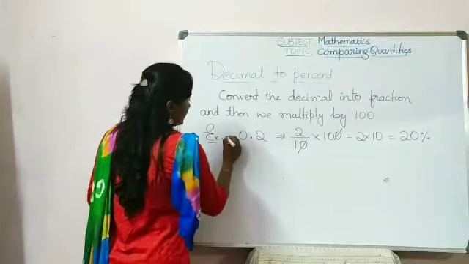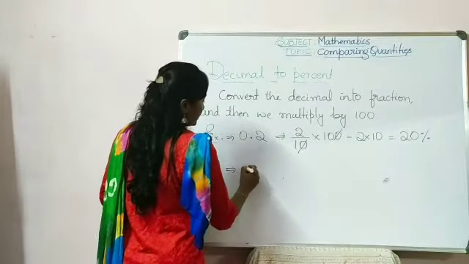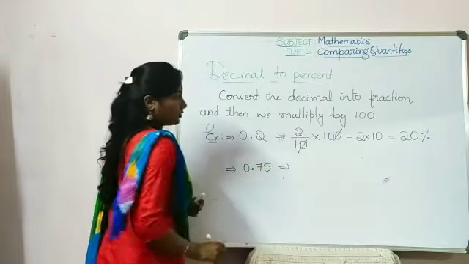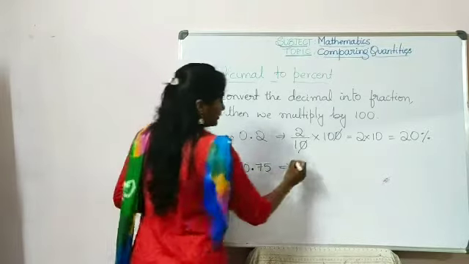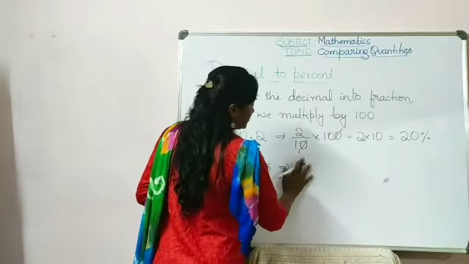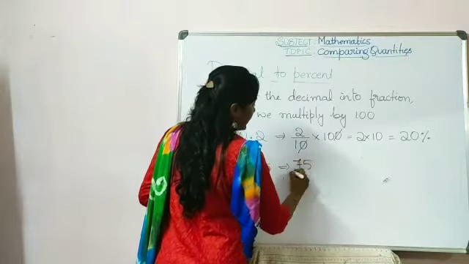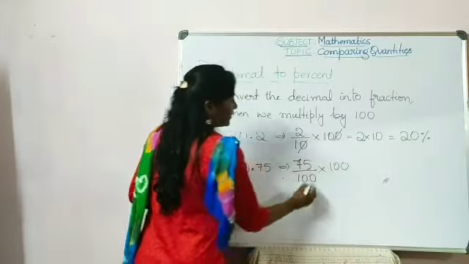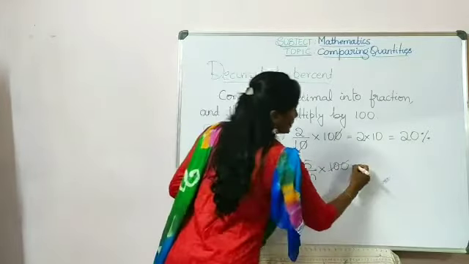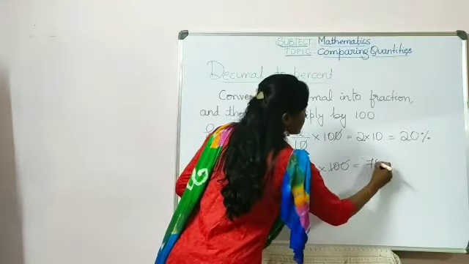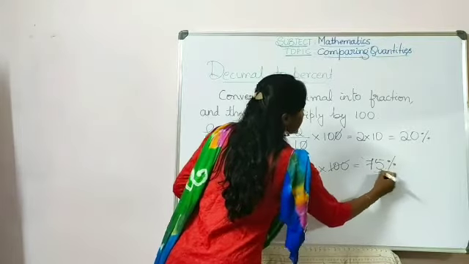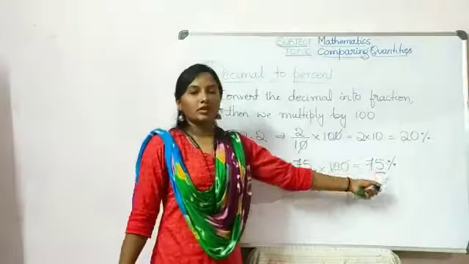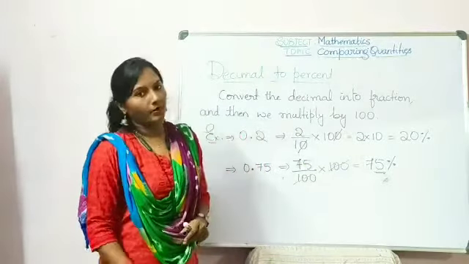For the next example, I will take one more, that is 0.75. If I take 0.75, again this should be written in the form of a fraction, that is 75 divided by 100, into 100. Here 100 and 100 get cancelled, and what remains is 75%. So 0.75 means it is 75%.